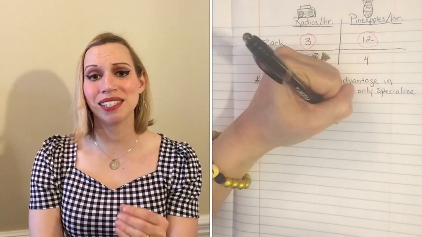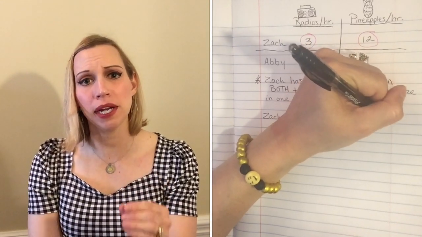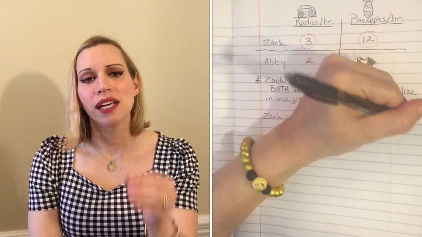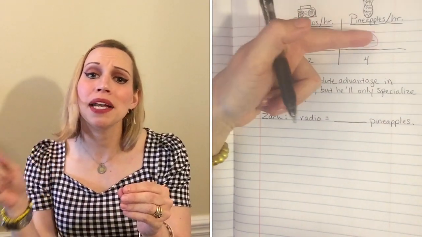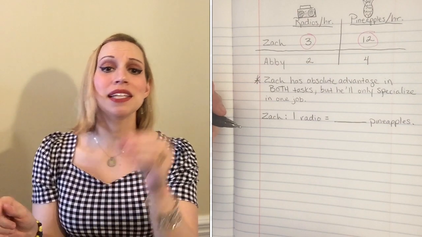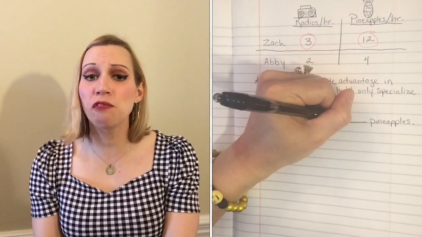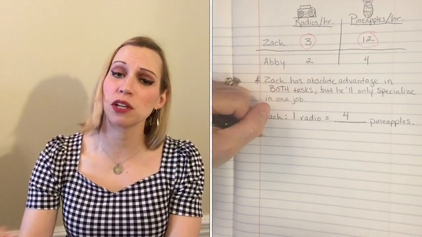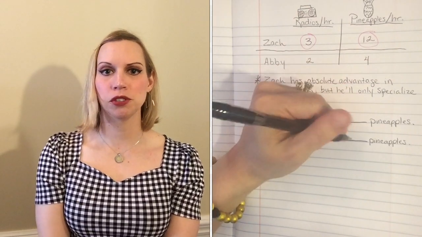In the time it takes Zach to make one radio, and notice how radios are a slower process, look at how many pineapples he could have collected. In the time it takes him to make one radio, he could have collected 4 pineapples for every one radio that he made. Well, let's look at Abby's opportunity cost.